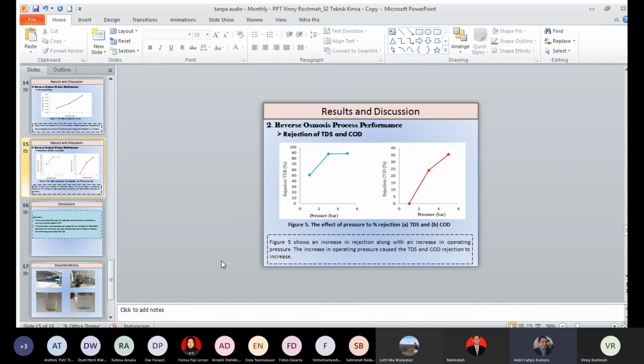Okay, so this is the effect of the pressure on the rejections of the TDS and the COD. It looks similar, rejection on COD. Okay, next. Any conclusion?